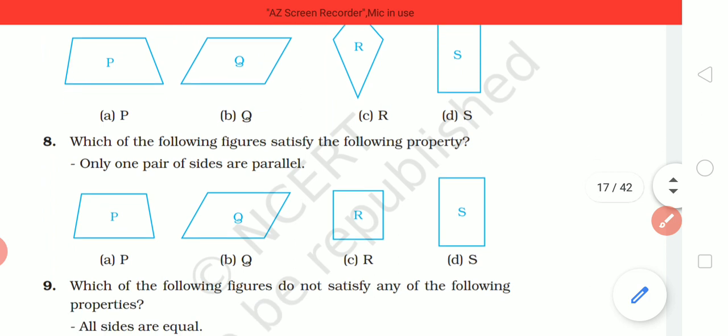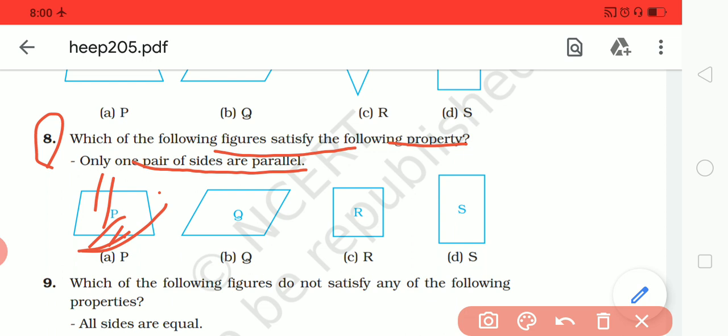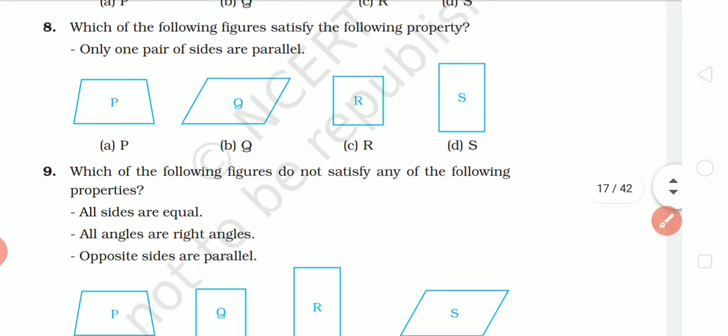I'm sorry. Come to question number 8, which of the following figures satisfy the following property? Only one pair of sides are parallel. So one pair of sides are parallel in trapezium, and it looks like a trapezium, right? So this one pair of parallel sides are there. Two pairs of parallel sides are in parallelogram.